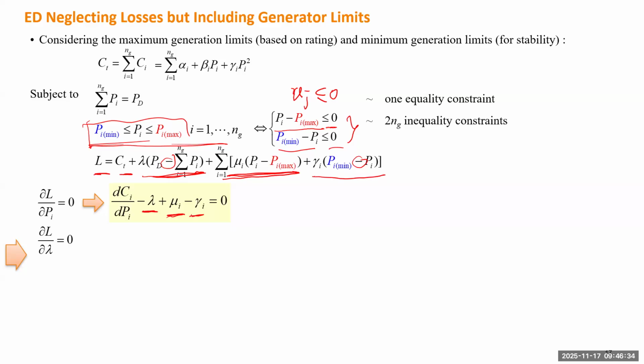Okay. So we have the first equation, which is similar to the earlier equation we had, but there are two new items, the positive mu and the minus gamma, added to this equation. We can just put the equation here. The second is partial L, partial lambda, that's the same. That's just the same as the equality constraint. It's the power balance. There's nothing new.